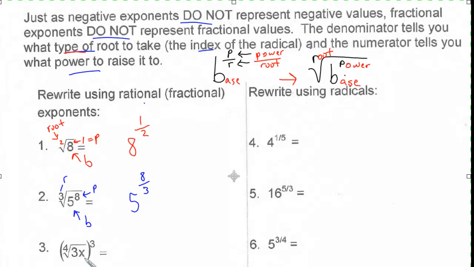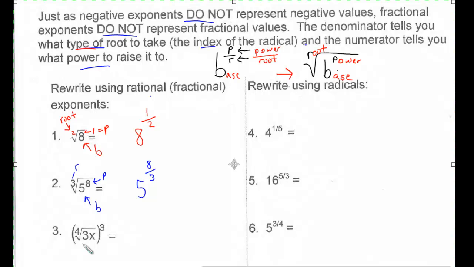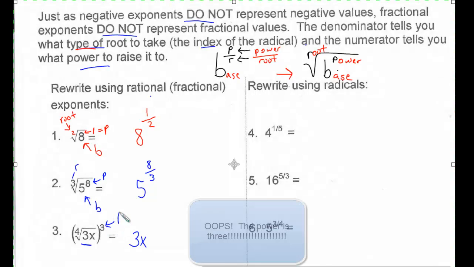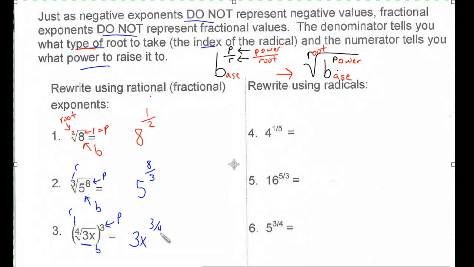Let's look at the next one. 3x is the base. The power is 1. And the root is 4. And all of that is in parentheses because remember the base is everything inside the radical, so everything inside has to be in parentheses.